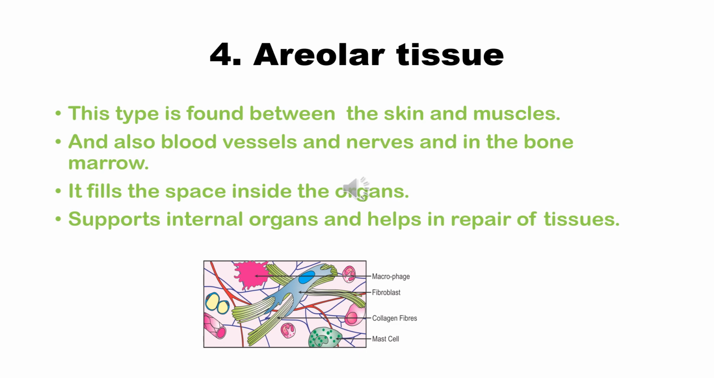This type is found in between the skin and muscles, and also around blood vessels and nerves and in the bone marrow. It fills the space inside the organs, supports the internal organs, and helps in the repair of tissues.